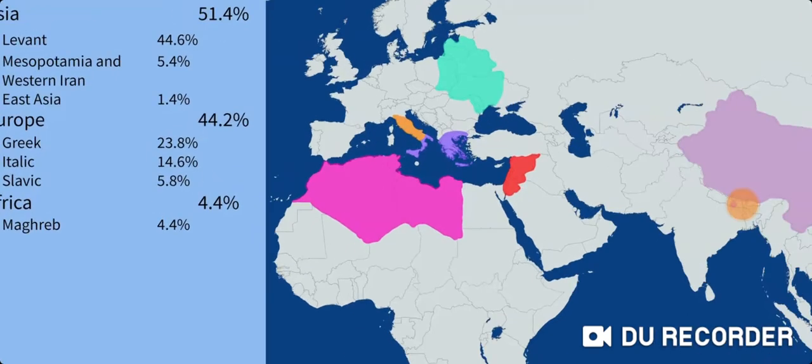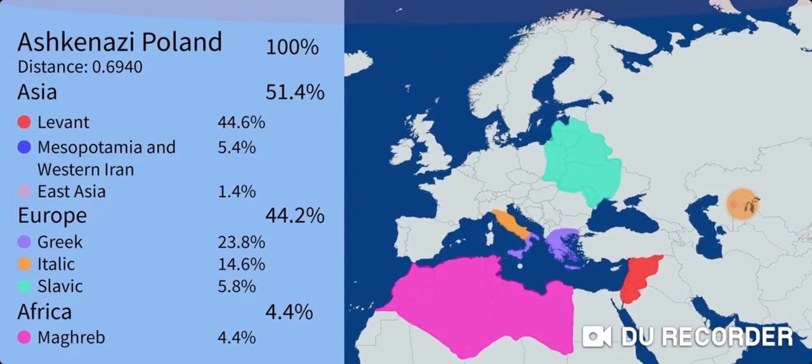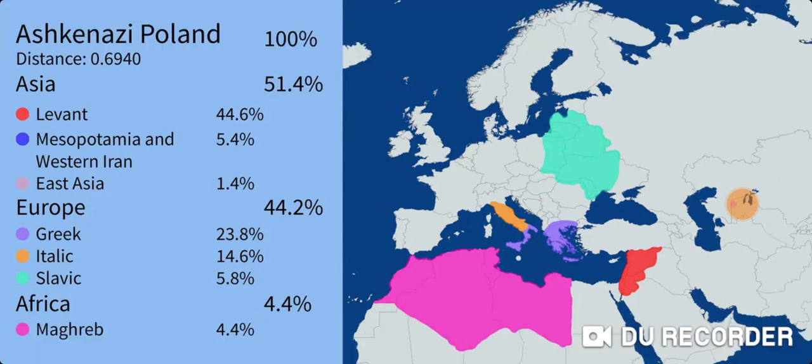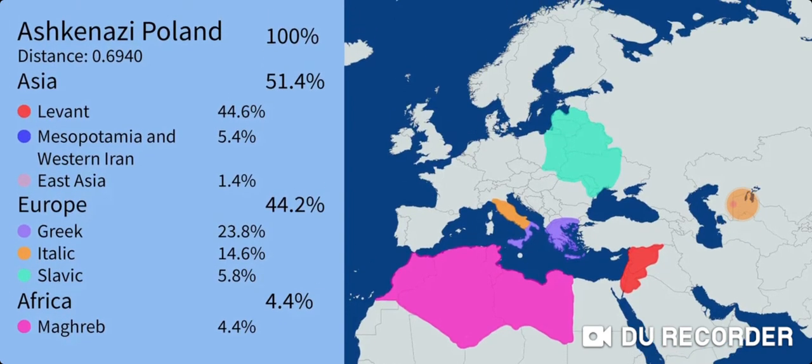But you could see Ashkenazi Poland is a little bit more Levant, 44.6%. Now this is the average. A little bit more Mesopotamian and Western Iran at 5.4%. A little bit more East Asia at 1.4%. A little less Greek than I do at 23.8%. A little more Italic at 14.6%. And a little less Slavic at 5.8%. And about the same Maghreb, Africa. You can see I'm one individual. Ashkenazi can vary a bit, a few percentage points, but overall pretty similar, right?